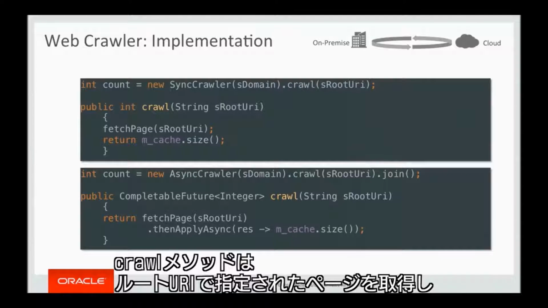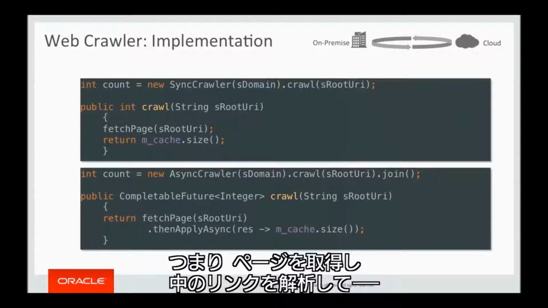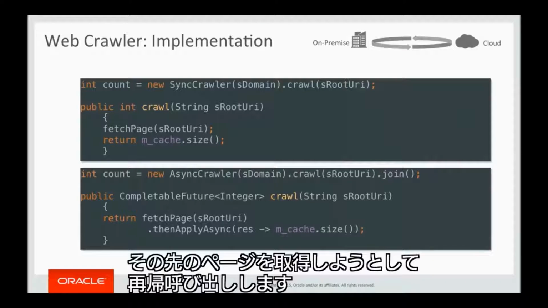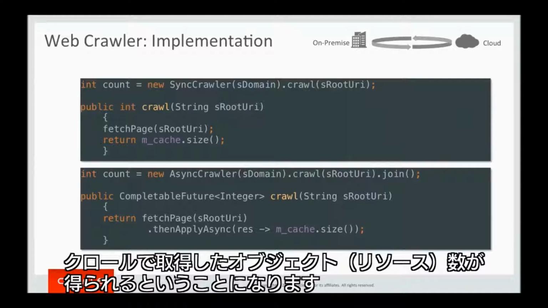The crawl method will fetch the page for the root URI, and the fetch page is a recursive method, so it will fetch and process. Once it parses all the links from it, it will call itself recursively and fetch other pages, etc., etc. So once fetch page is done, we will have the cache populated, and we can return the cache size to get the number of objects, the number of resources that we crawled from this specific URI.